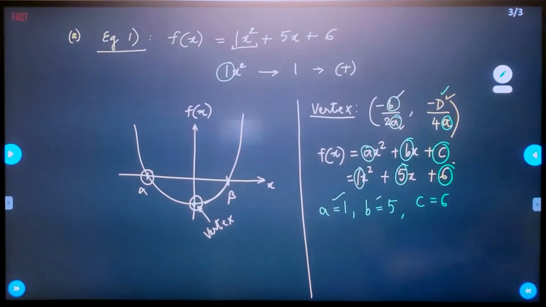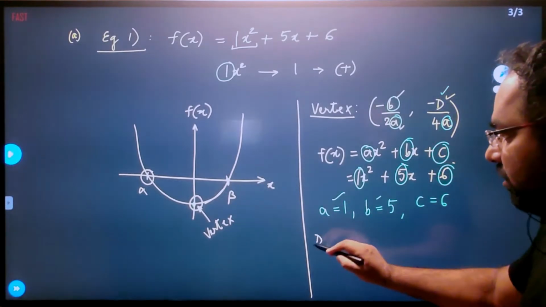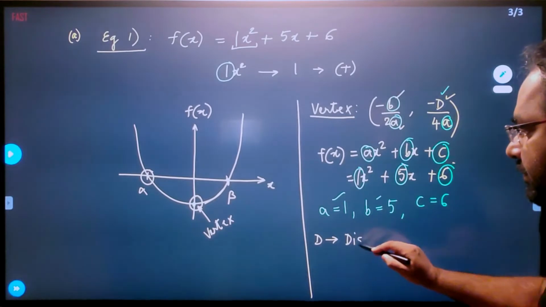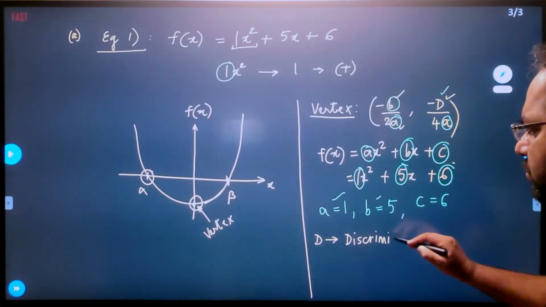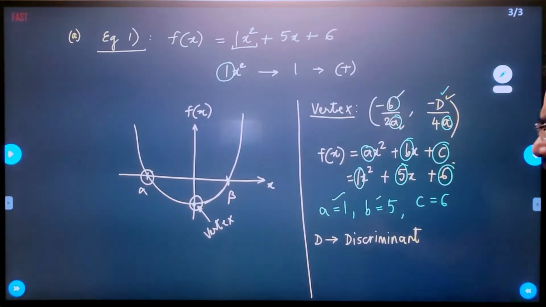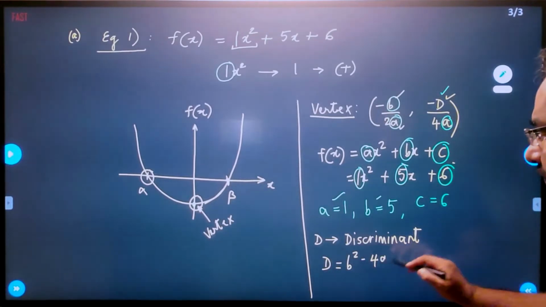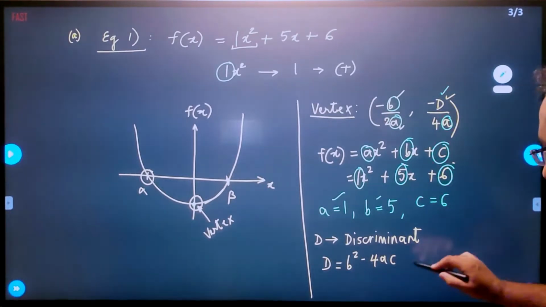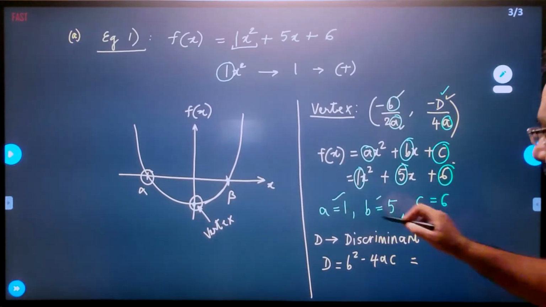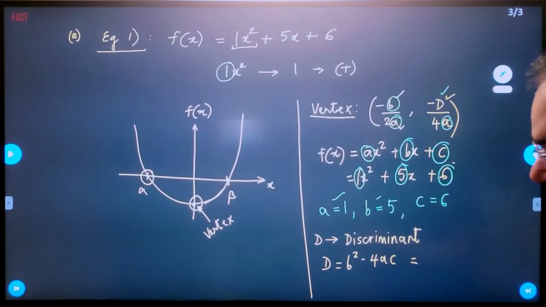Now let us find out what this d value is. D is called the discriminant, which you are also going to learn in quadratic equations this year. Discriminant is given by the formula b square minus 4ac, which means I'm going to put these values, a, b, c in this and then find out the value of the discriminant.